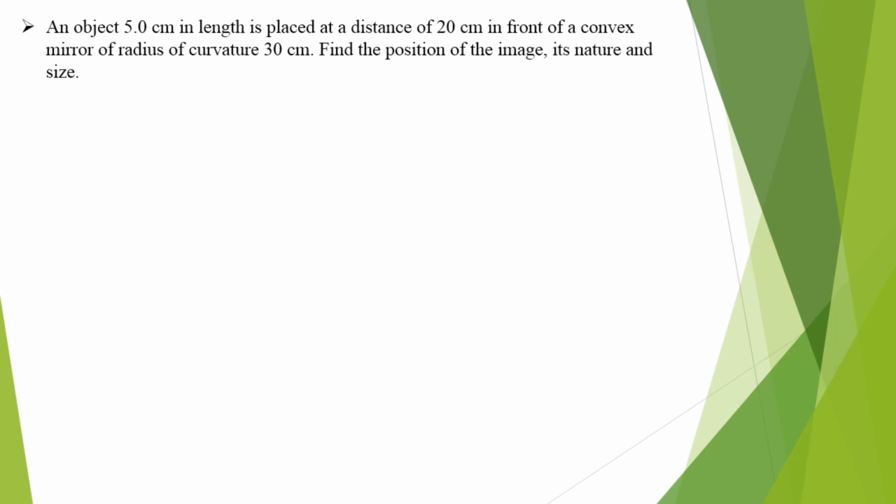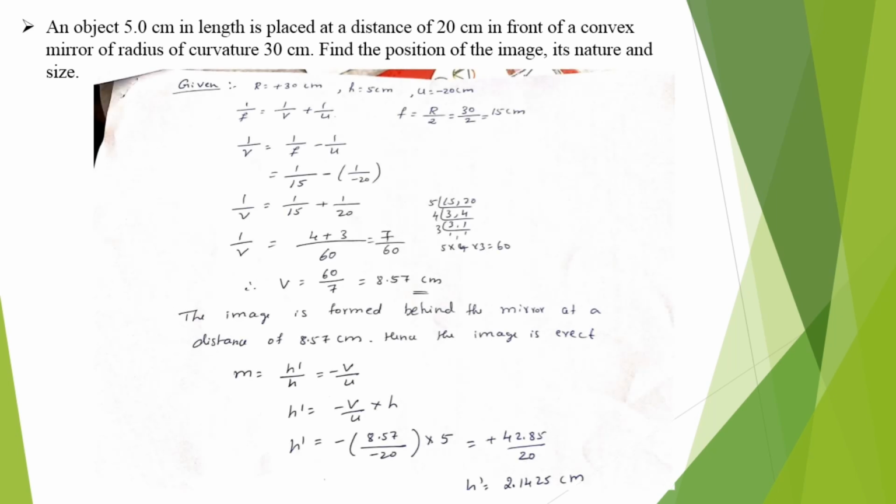Write down the mirror formula: 1 by f is equal to 1 by v plus 1 by u. Find the f value, that is r by 2, 30 by 2, that is 15 centimeter. Substitute the values of f and u. So you will get 1 by 15 plus 1 by 20. Taking the LCM of 15 and 20, it will be 60. So 15 times 4 is 60 and 20 times 3 is 60. So 7 by 60. Therefore v is equal to 60 by 7, that is 8.57 centimeter. The image is formed behind the mirror at a distance of 8.57 centimeter.